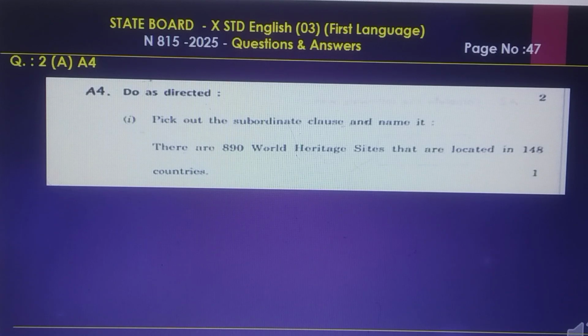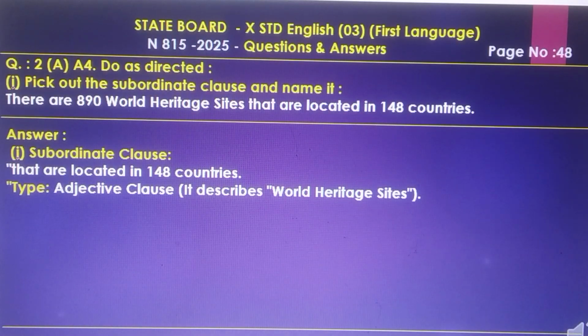Do as directed. Pick out the subordinate clause and name its type. There are 890 World Heritage Sites that are located in 148 countries. The subordinate clause is 'that are located in 148 countries'. That is the answer. The type is adjective clause, as it describes World Heritage Sites.